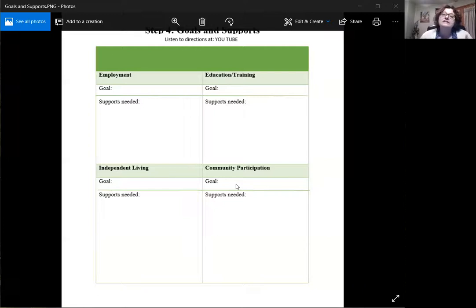So our goal is to think about what they want to do, what their wishes, their hopes, and their dreams are, and then what supports we as team members really need to give them. So this may take a little bit more time, but it is a critical step in this process.